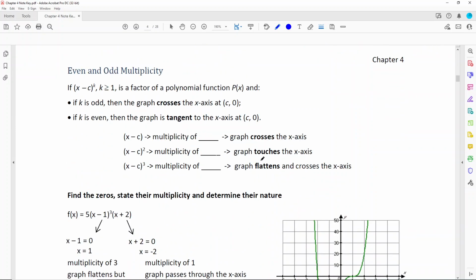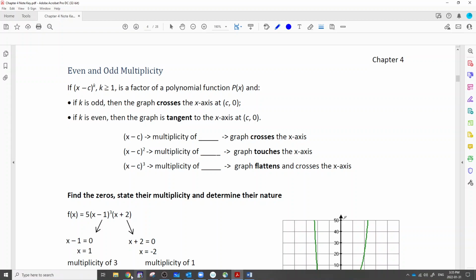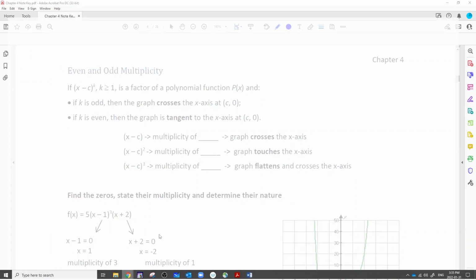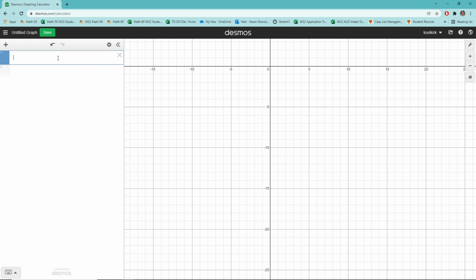Okay, even and odd multiplicity. This is again something that I find easier to show you on Desmos before we write the stuff in here. So again, what we're trying to do is come up with graphs of polynomial functions. We know their end behavior. We now know how to find what the x-intercepts are in the middle, but we have to fill in the gap of what is going to happen at those x-intercepts. So let's look at an example. Let's look at y equals, let's just go x times x minus 3 times x plus 5.